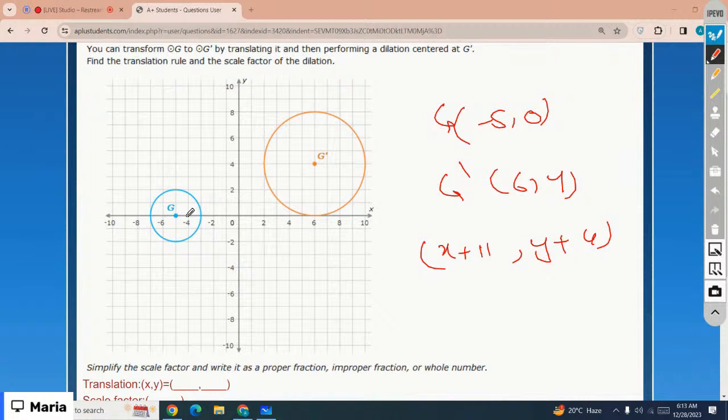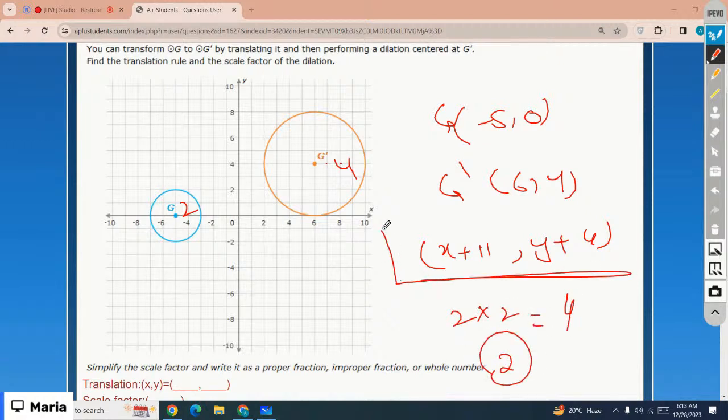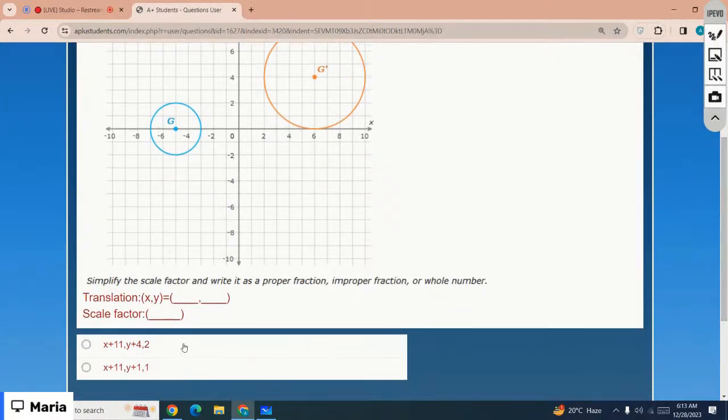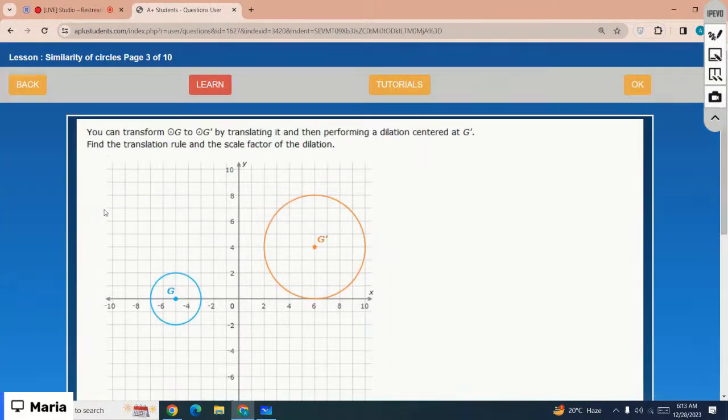And the radius for the small circle is 2, and for the bigger one is 1, 2, 3, 4. That means 2 times 2 is 4, so the scale factor is 2. So the translation is x plus 11, y plus 4, and the scale factor is 2. Got it? Okay, you can complete the lesson by yourself later today.